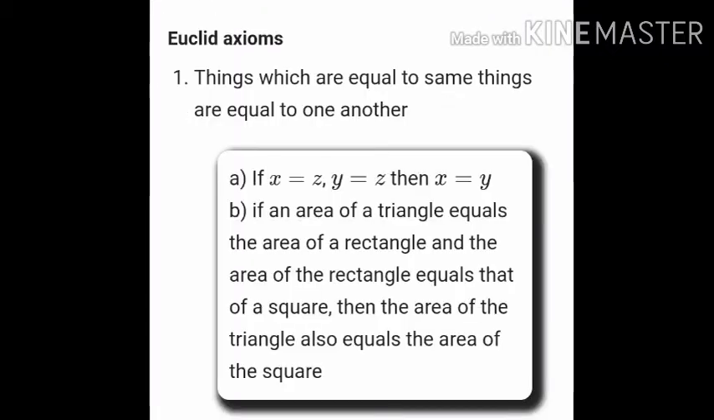Some of the Euclid's axioms are below. The first one: things which are equal to the same things are equal to one another. Example, if x equals z, comma, y equals z, then x is equal to y. Another one: if the area of a triangle equals the area of a rectangle and the area of the rectangle equals that of a square, then the area of the triangle also equals the area of the square.